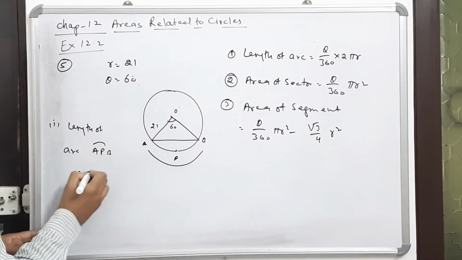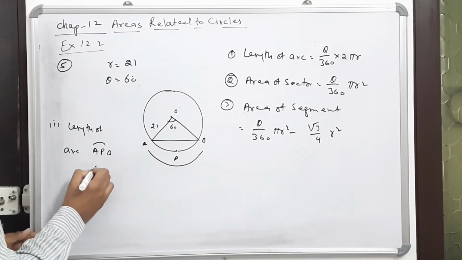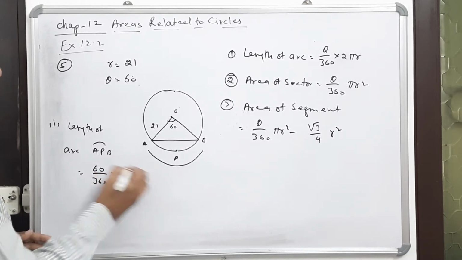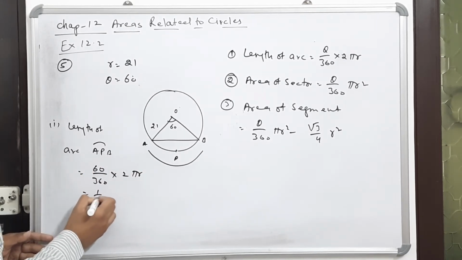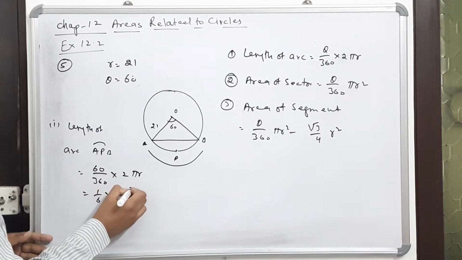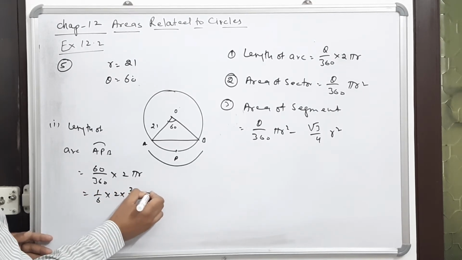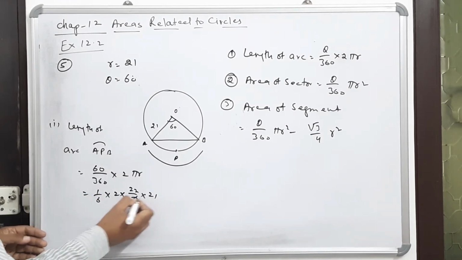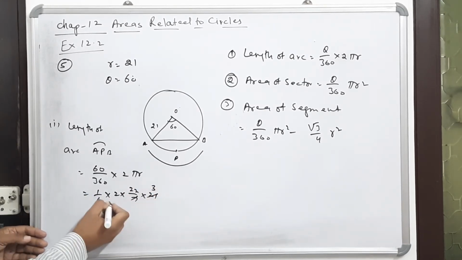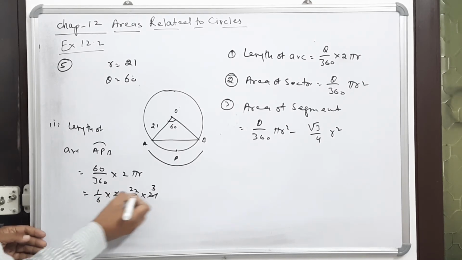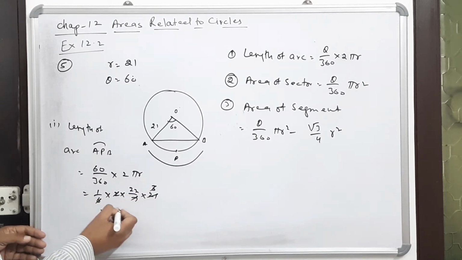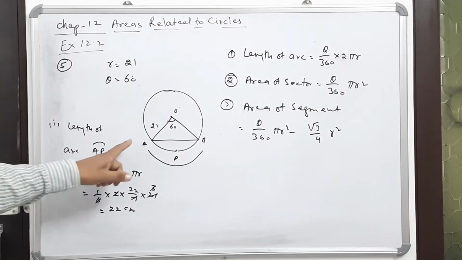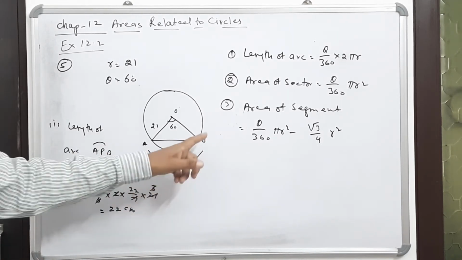So the answer will be theta upon 360 times 2 pi r. Theta is 60 degree, so it is 1 upon 6, times 22 upon 7, and the r is 21. Please see this part. So it is 7 threes are 21, and this part will cancel with this 6. So the answer is 22 centimeters. So this is the length of this arc, the first part.